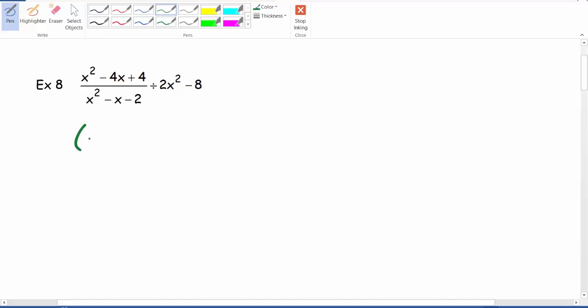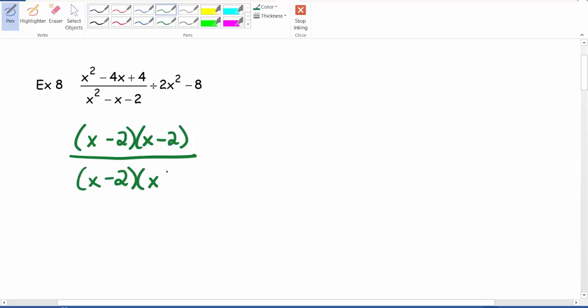So we end up then with x minus 2 times x minus 2 for this top left one over here. For the bottom left one, we end up with x minus 2 times x plus 1. And really this 2x squared minus 8 is technically considered a rational expression because we can rewrite it as 2x squared minus 8 over 1. And so, again, we're just keeping this as a division symbol.